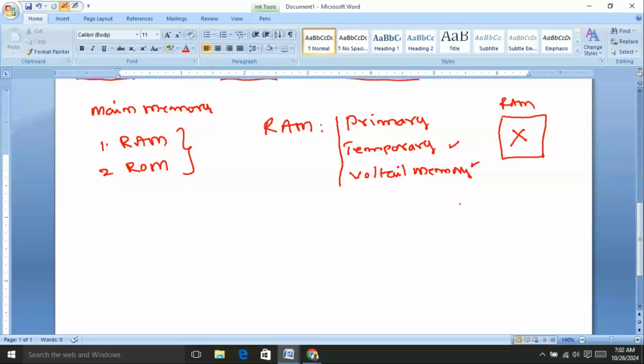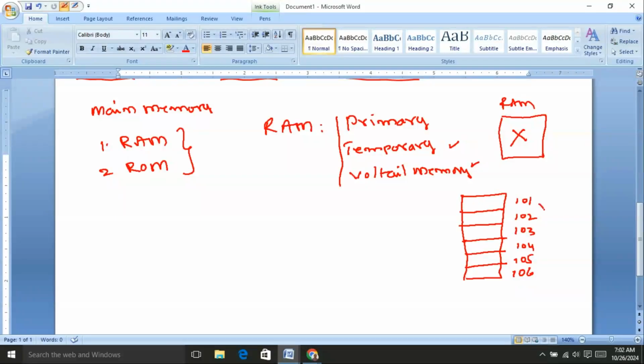The RAM is in a format like this. The RAM is like a set of locations, and each location is identified by a number known as the address. Suppose these location numbers are 101, 102, 103, 104, 105, and so on. This is 106. These are known as the addresses of each location. Suppose I consider the capacity of each location within the RAM to be 8 bits, that is 1 byte.